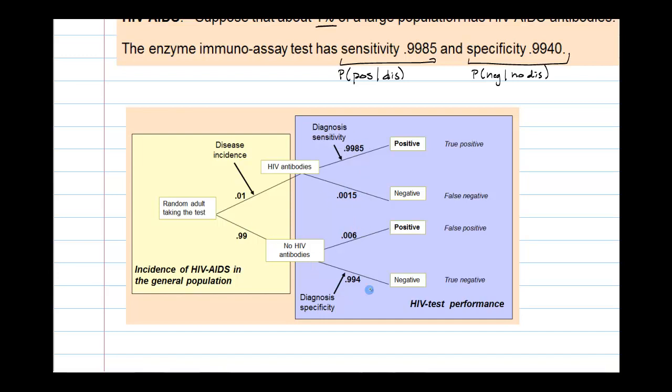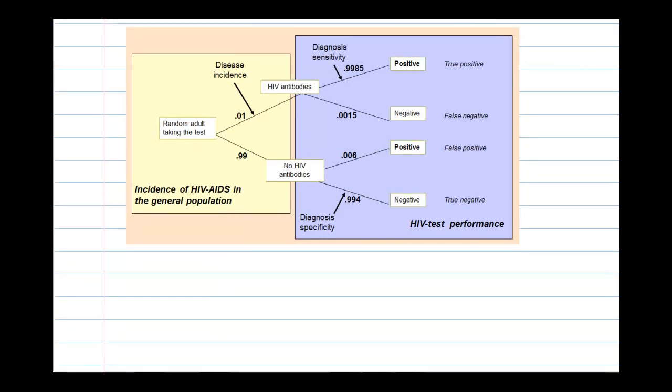The same thing will happen here as the specificity comes into play with our true negative, and these will sum to 1 as well. I think it's really important to get an idea of how to produce these tree diagrams, and so going back to this example will always be very helpful. So the question we want to answer is, if a person who takes this test gets a positive test result, what is the probability that that patient actually has HIV/AIDS?